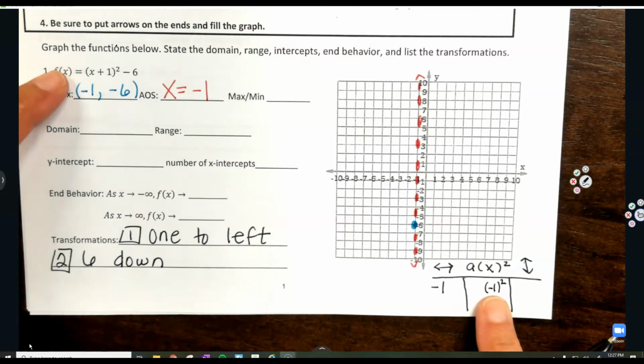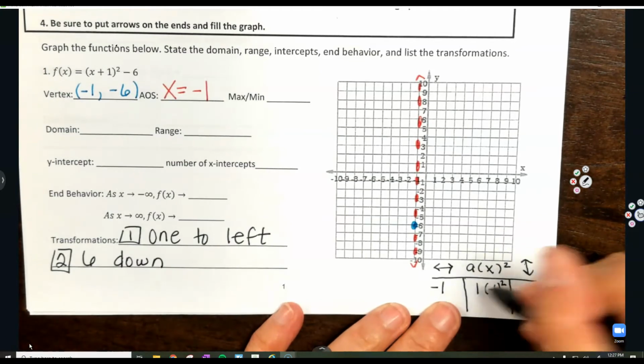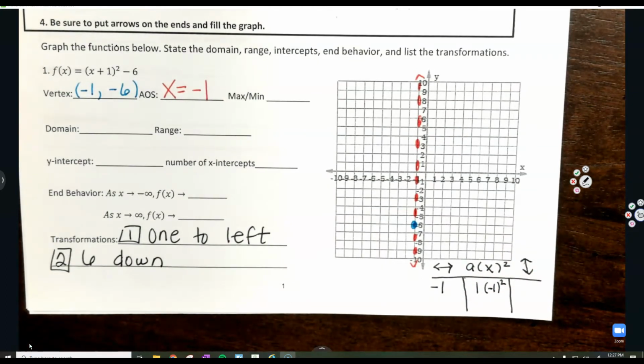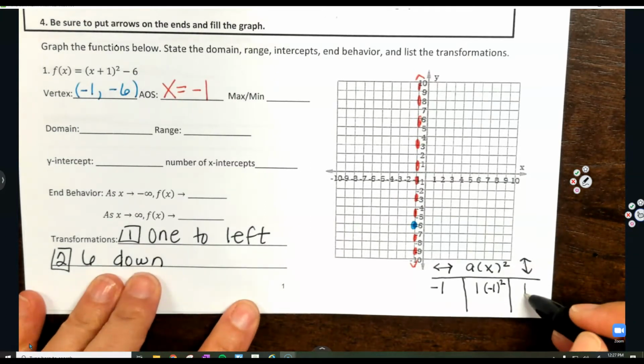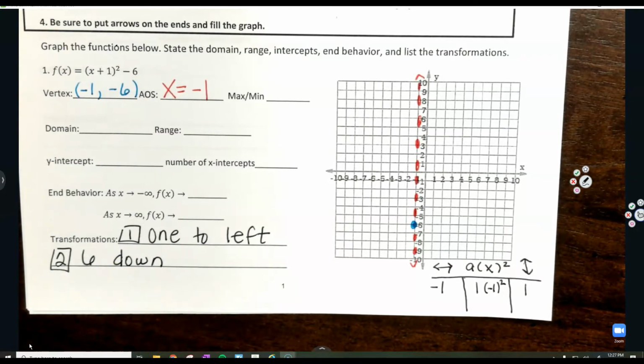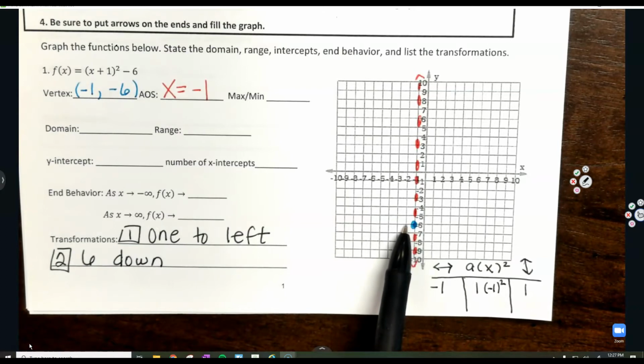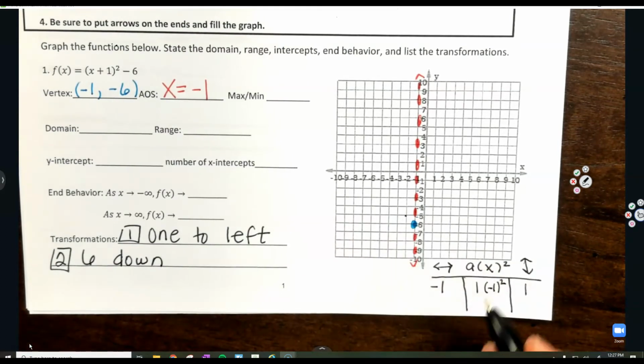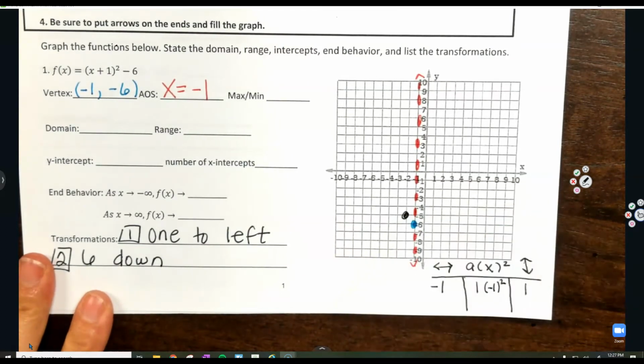Y'all, what is the A value when it's not written? It's just a 1. Good job. So when I do my order of operations in that middle piece, -1 times itself is +1. So I'm going to go up 1 unit. So remember, from the vertex, 1 place to the left, 1 place up, and put a dot right there.